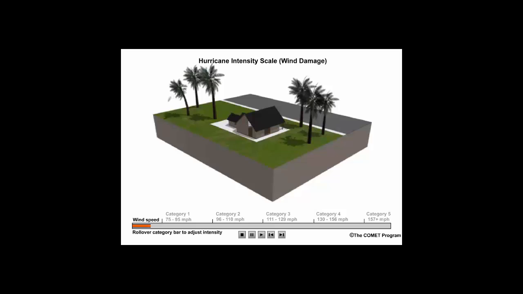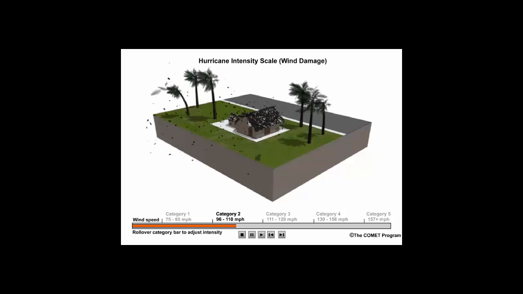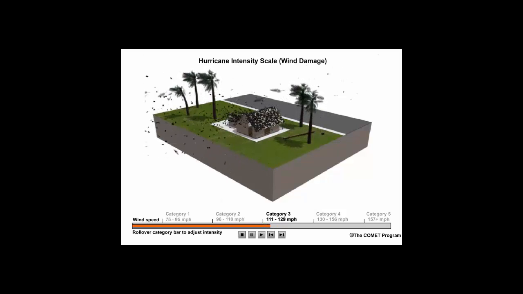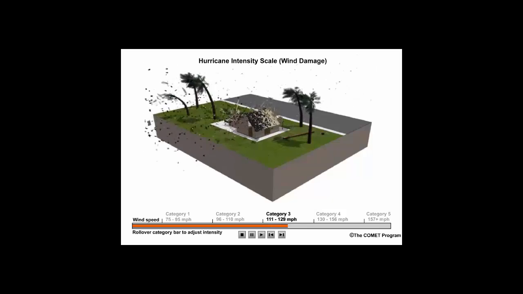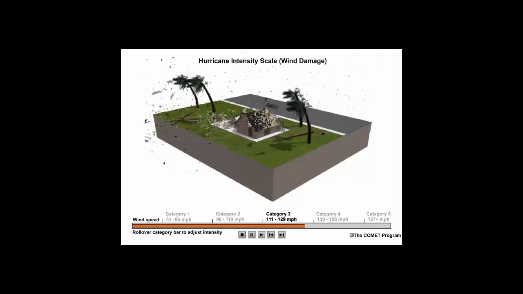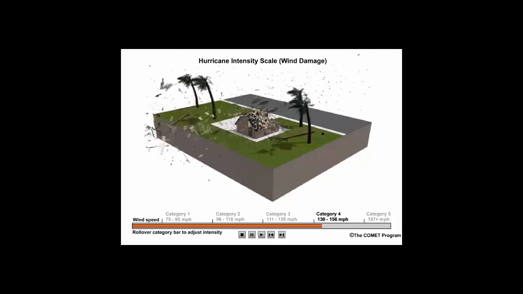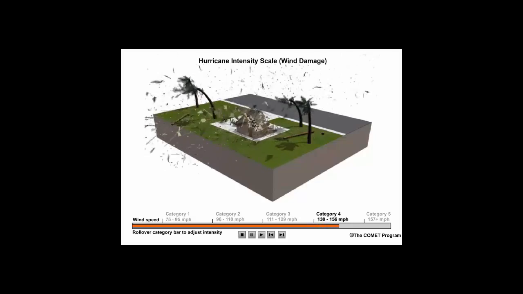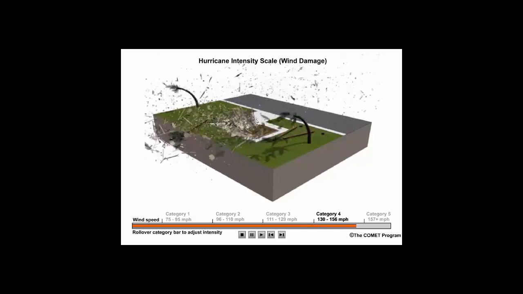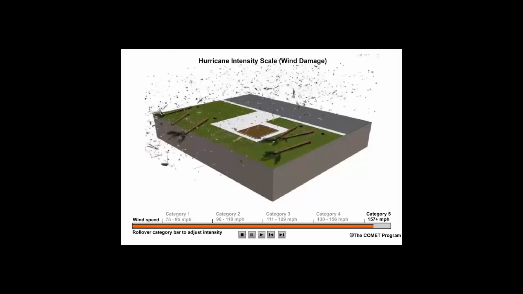This short animation put together by the COMET program gives a conceptual idea of the damage that hurricane winds can cause, ranging from Category 1 to Category 5. You can see as we get higher into the categories, starting with a Category 3, which is where we start to consider a hurricane major, we can get some devastating results. And by the time we get up to a Category 5, which is winds greater than 157 miles per hour, there just simply isn't much left.